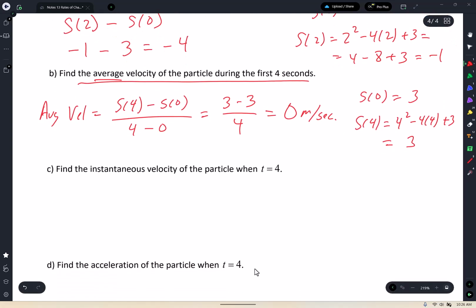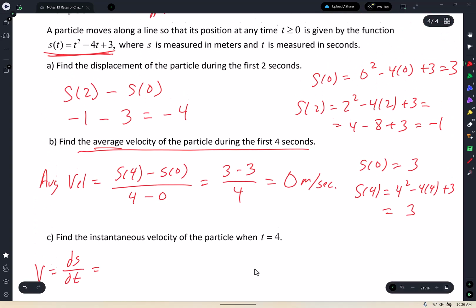Look at letter C. Find the instantaneous velocity of the particle when t equals 4. Now am I taking a derivative? Yes, I'm going to write velocity, which equals the derivative of position. Maybe if the professor is looking at my notes right now, they prefer for me to write dS/dt equals v. It doesn't matter. There it is.